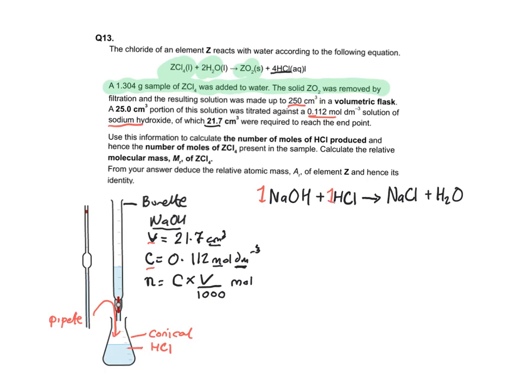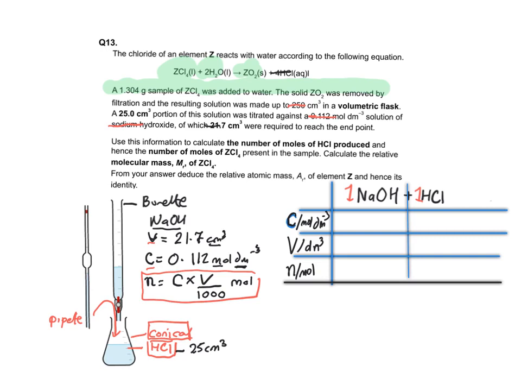So you've just worked out the amount of sodium hydroxide needed to neutralise the hydrochloric acid that was in your conical flask. How much of the hydrochloric acid was used? Well, it was 25 centimetres cubed of hydrochloric acid.